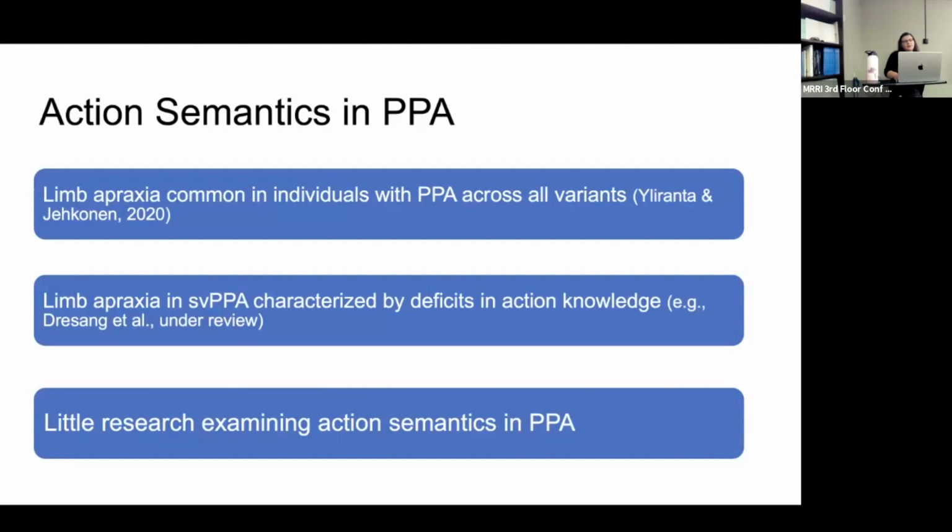When we think about action semantics and PPA, there isn't a ton of work that's been done on this topic. Verb impairment is common, similar to post-stroke aphasia, in individuals with primary progressive aphasia across all of the variants. And verb impairment in the semantic variant in particular has been characterized by deficits in action knowledge. But like I mentioned, there just isn't that much work done on this topic.